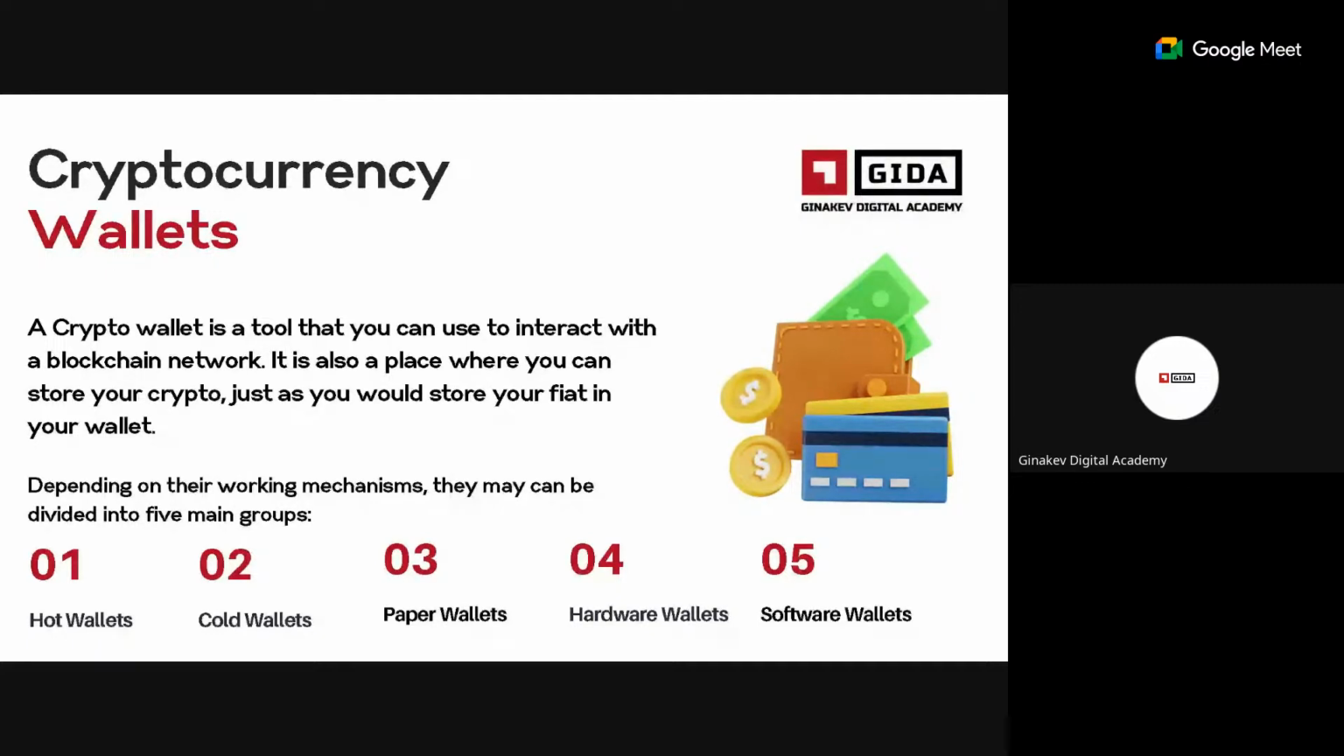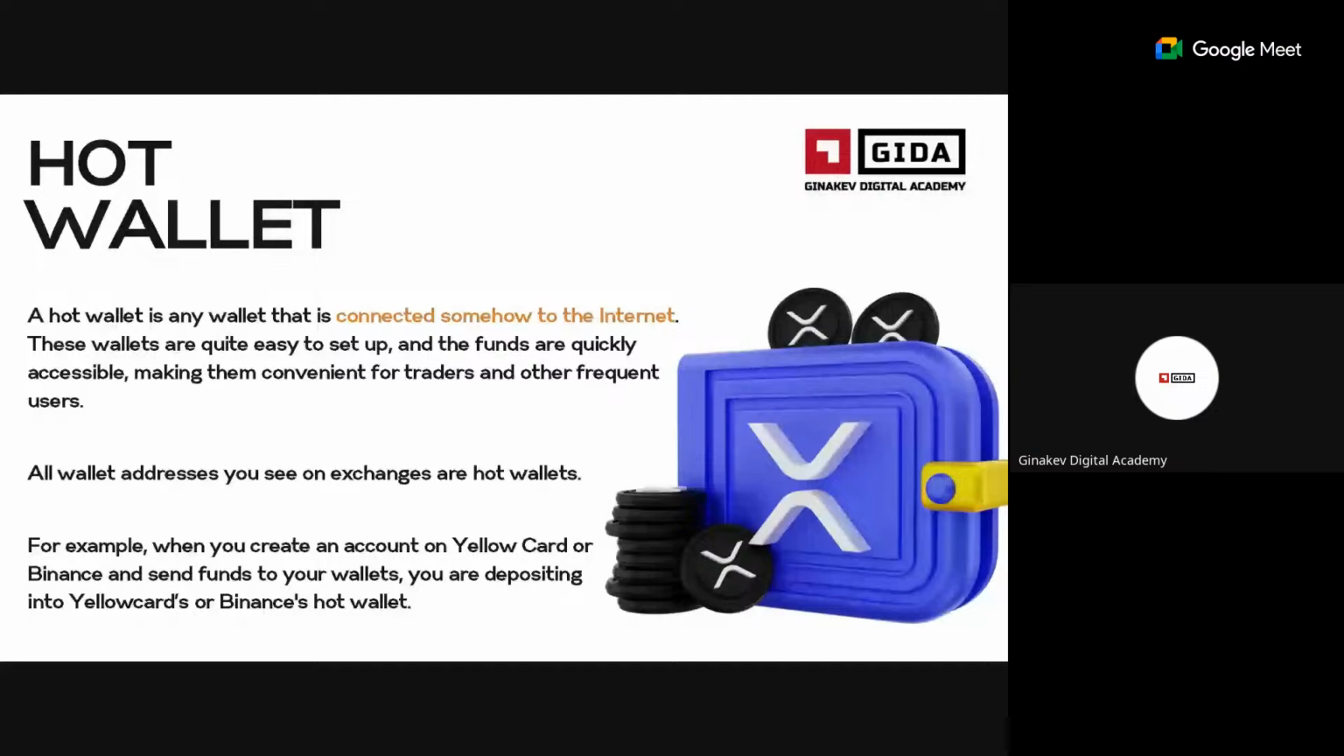Number 2, cold wallets. Number 3, paper wallets. Number 4, hardware wallets. And number 5, software wallets. I'll go over it again. I'll explain how they work. Hot wallets, cold wallets, paper wallets, hardware wallets, and software wallets. I will explain all of them because the explanations are here.